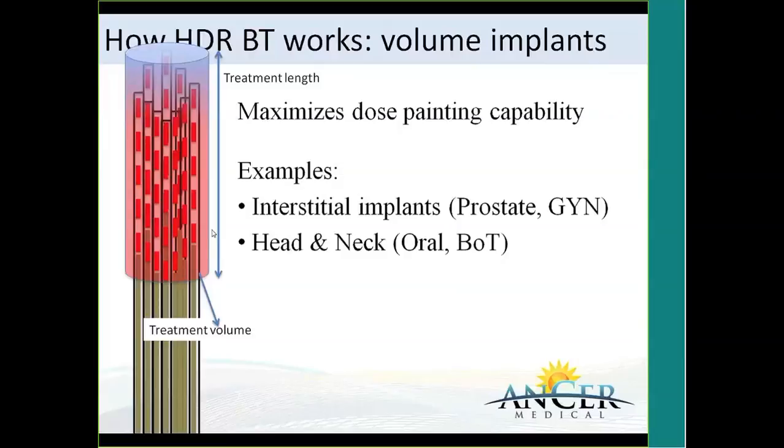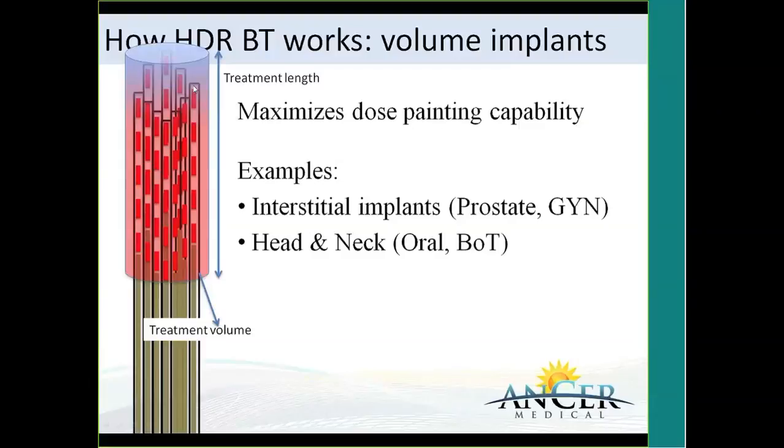When we look at that, again, you will notice that each channel has an active length, but we also talk about a treatment length, which is really defined by the volume that we're treating. Depending on the catheter, some may extend further in, some not, but overall treatment length is defined from the distalmost source position to the inferiormost source position. And this is what we would call the treatment volume.